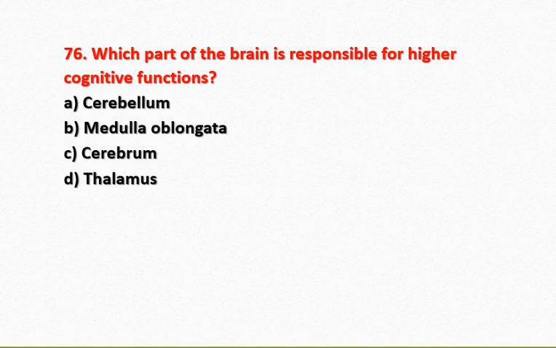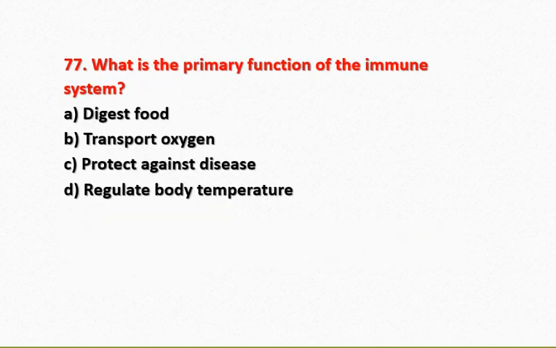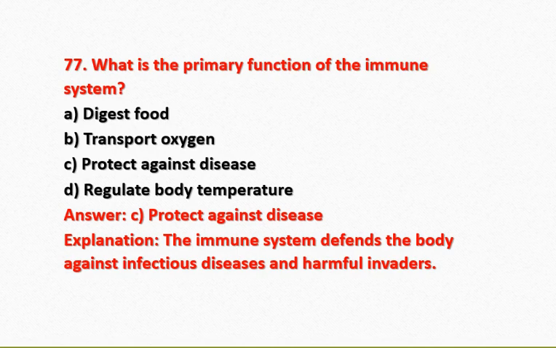Which part of the brain is responsible for higher cognitive functions? Correct answer is option C, cerebrum. What is the primary function of the immune system? Correct answer is option C, protect against diseases.